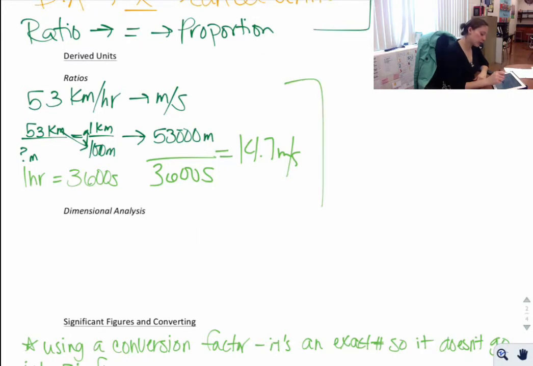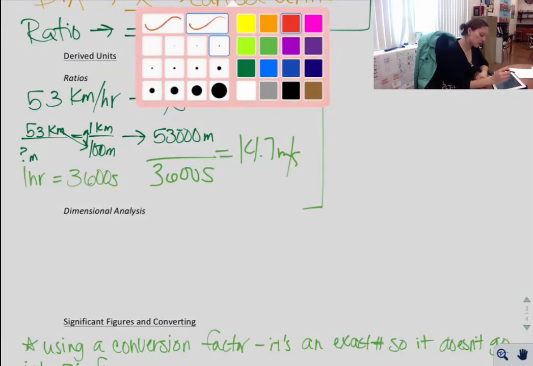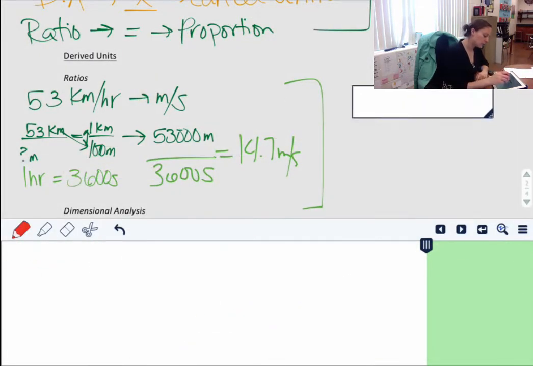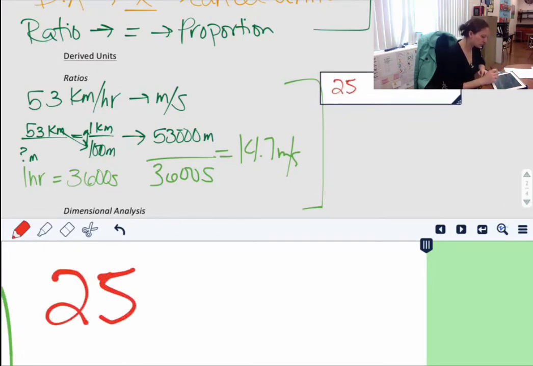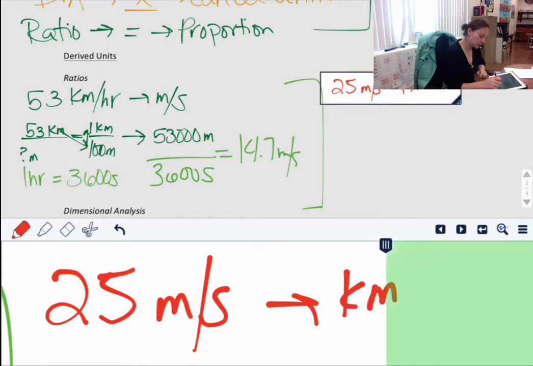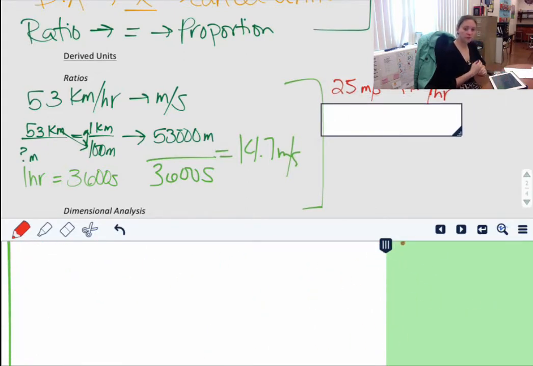If we go the other direction, though, it's not quite as easy, and I'll tell you what I mean by other direction. So ratios work well. They're not the greatest for a derived unit, I will tell you that much. They're a little bit more convoluted. You gotta know a little bit more about what's going on. So if I want to take 25 meters per second to kilometers per hour, I go back the other way.